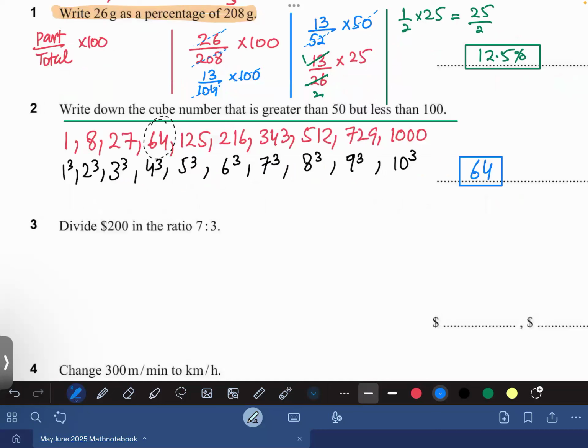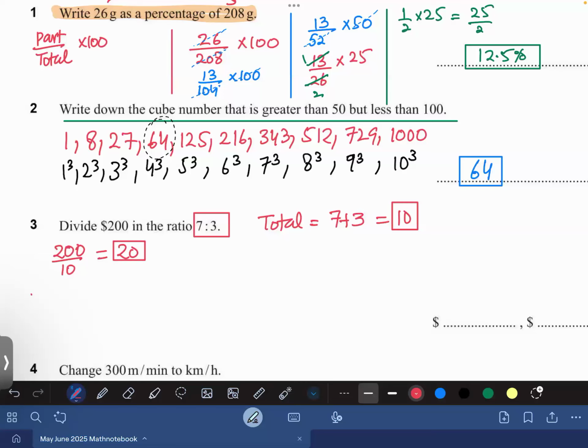Divide 200 in the ratio 7 ratio 3. So better now listen to me. 7 ratio 3 means that there are a total of 7 plus 3, 10 pieces. So the first technique you can do is that you can divide 200 by 10. So the answer is 20.